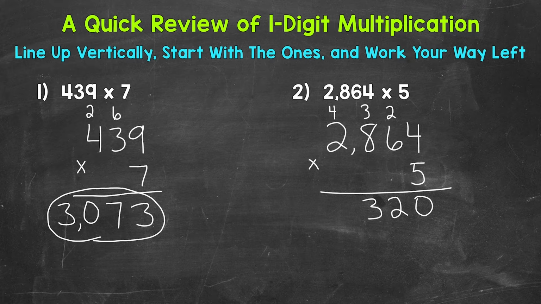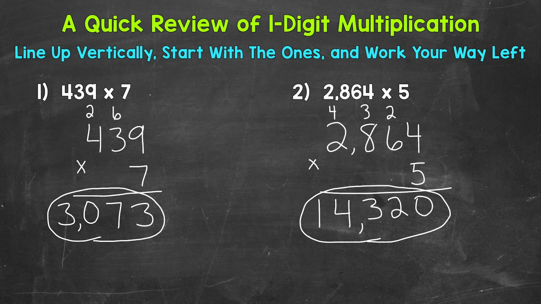Carry our 4. And then lastly, we have the thousands where we have a 2. So 5 times 2 is 10, plus that carried 4 is 14. So we'll put our 4, and then we do not have any more places to the left, so we just bring our 1 straight down. We have a comma here, and our final answer is 14,320. So that's how we multiply by 1 digit.